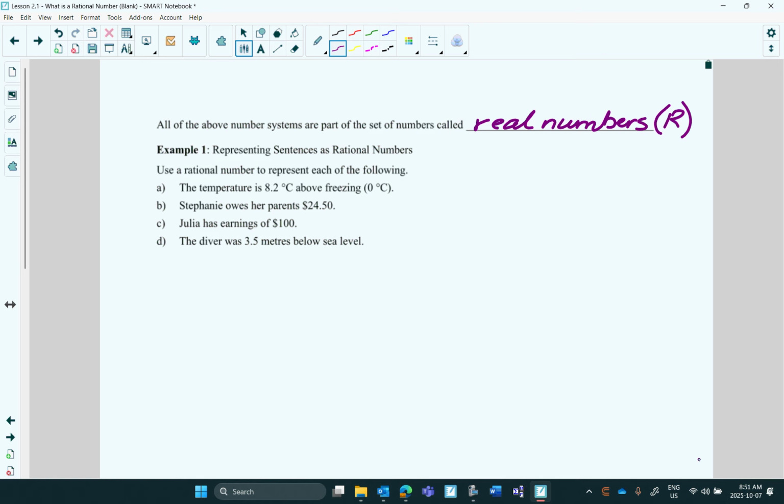Okay, so how would you write these things using rational numbers? So in other words, positive or negative, and then whatever number. So the temperature is 8.2 degrees Celsius above freezing. How would you write that? Like positive, negative, and what number? Positive 8.2. We don't put the units, we're just asked to write it as a rational number.